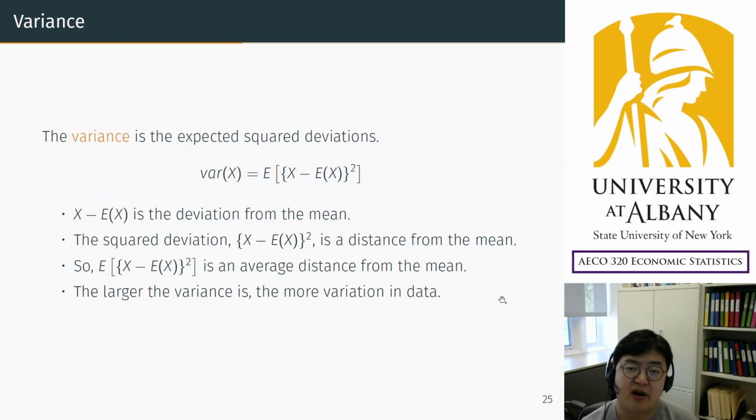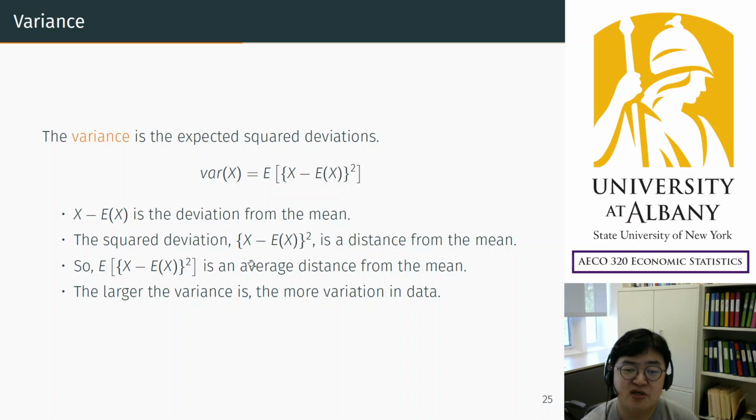And let me summarize. Mathematically, you can write it this way. So x is the outcome, subtract the mean. So x minus expectation of x is the deviation. And then you square it and then take expectation. Okay, so subtract the mean, take the square, and take the expectation. That's how you calculate the variance.